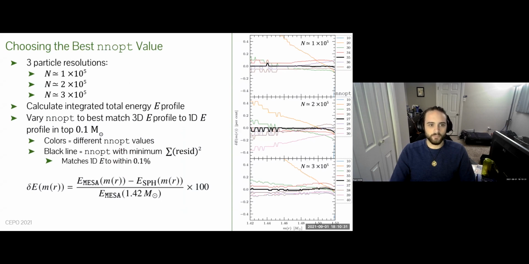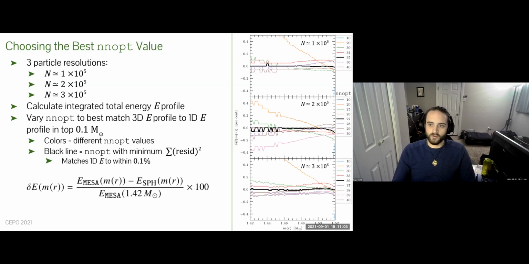We choose 3 different particle resolutions: 100,000 particles, 200,000, and 300,000 particles. We calculate the integrated total energy profile, and we compare that to that of our 1D model. We compare it in the top 0.1 solar mass of the envelope. In previous simulations of the same binary configuration, it is seen that about 0.06 solar masses will be ejected from the primary's envelope, the donor's envelope.